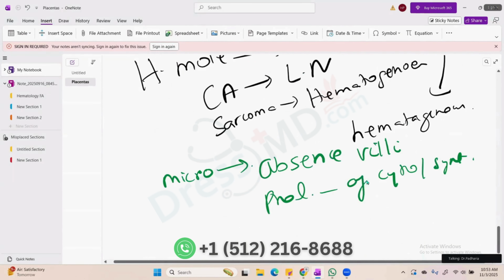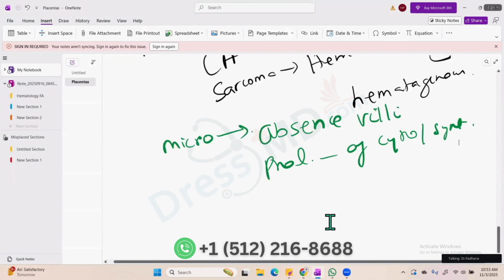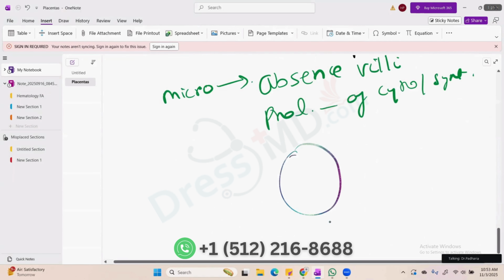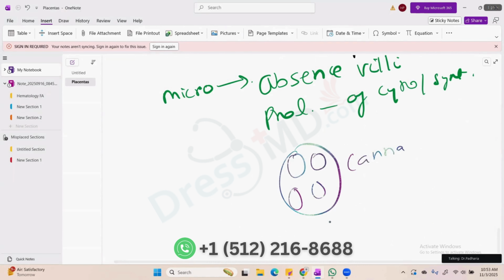But in choriocarcinoma, because it's a carcinoma, it metastasizes by the hematogenous route and goes to the lung. And in the lungs, they will have a cannonball-like appearance. And this is cannonball metastasis in choriocarcinoma, metastasizing to the lungs.